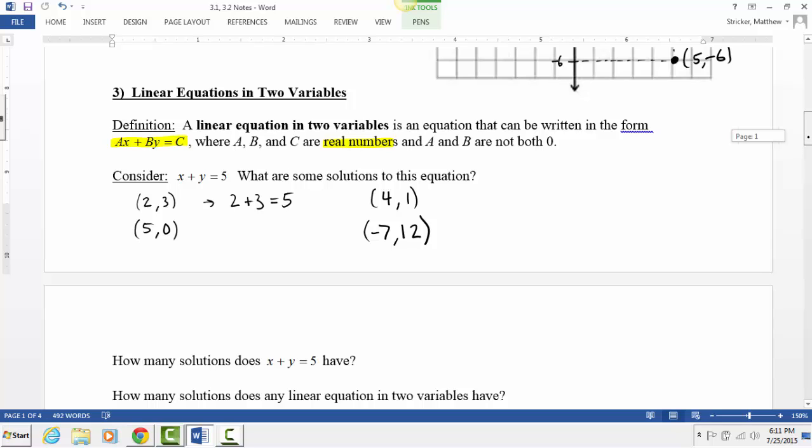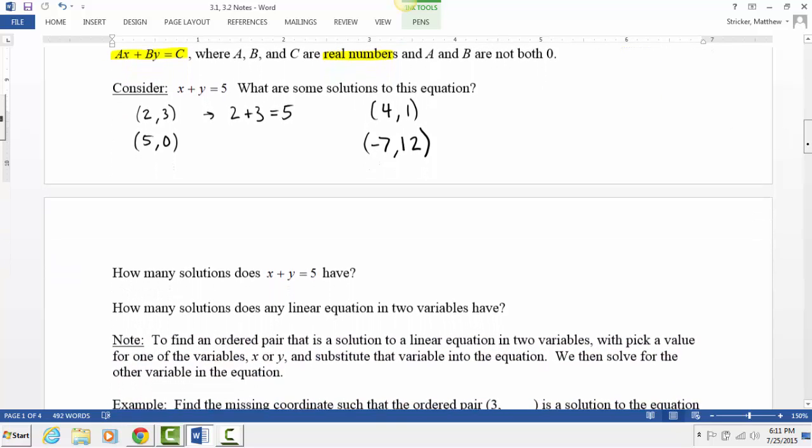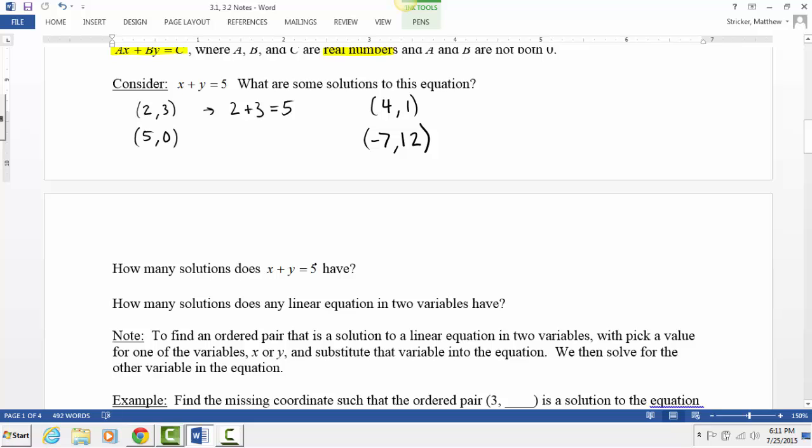So we could move to the next level here. How many solutions do you think this equation has? How many solutions does x plus y equals 5 have? Is there a limit to how many there are? Well, the answer is that there is an infinite number of solutions. There's no end. They go on forever.